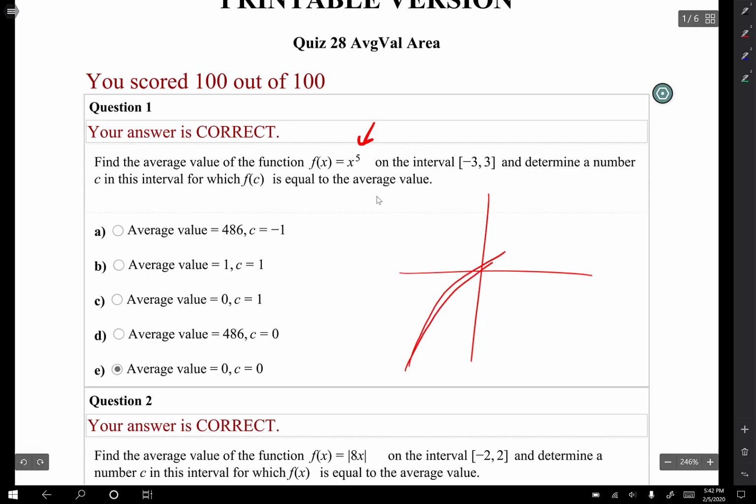So x to the fifth looks a lot like x cubed, but it's to the fifth power. So these lines would actually be pretty tight, or they would be going pretty quick. But anyways, we can use this illustration here to help us out.